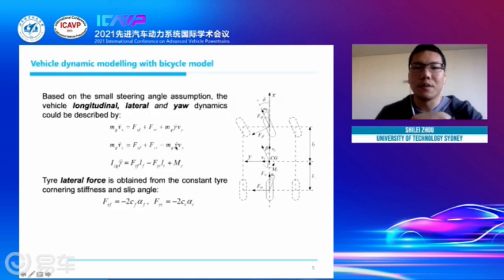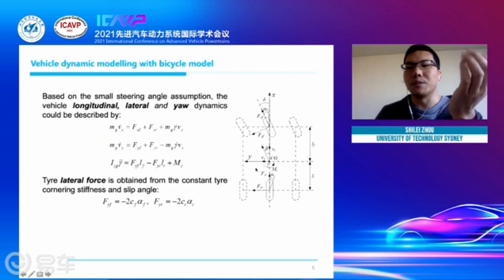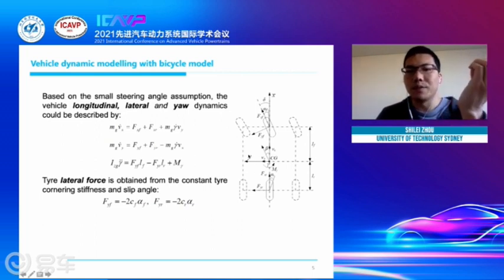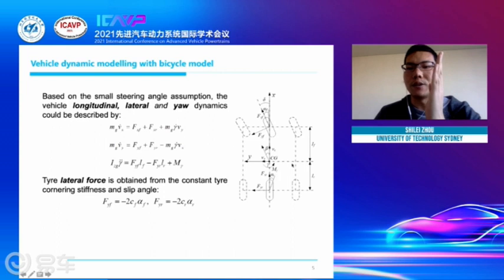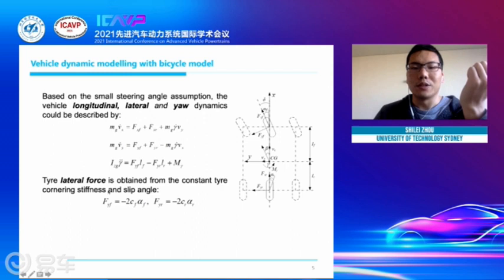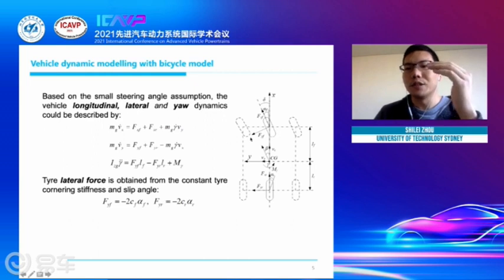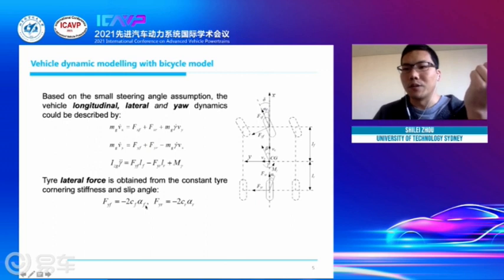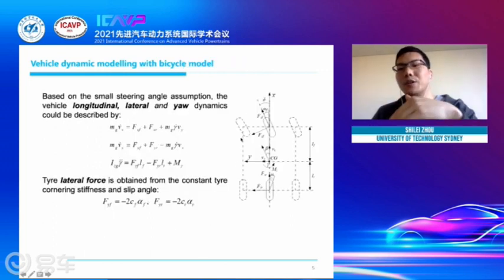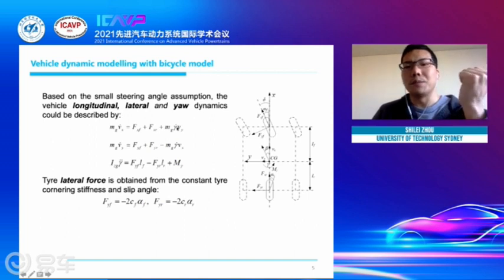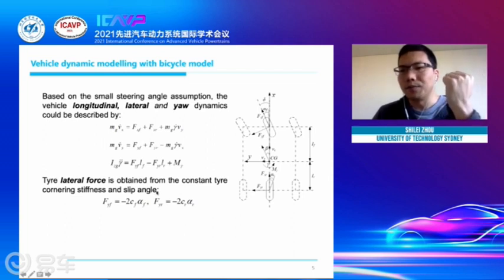So first, we build the 2-degree of freedom simplified model. In this model, you can see it's quite simplified because it only contains the longitudinal X direction, the lateral direction, and the rotational direction. So only 3 degrees of freedom, and that's it. It's really simple. For the tire dynamics, it uses a constant tire cornering stiffness. That means the lateral force is only proportional to the slip angle. The slip angle is obtained from the vehicle motions. So the 2-degree of freedom dynamic model has pretty simple equations. We are just curious about whether this is enough.